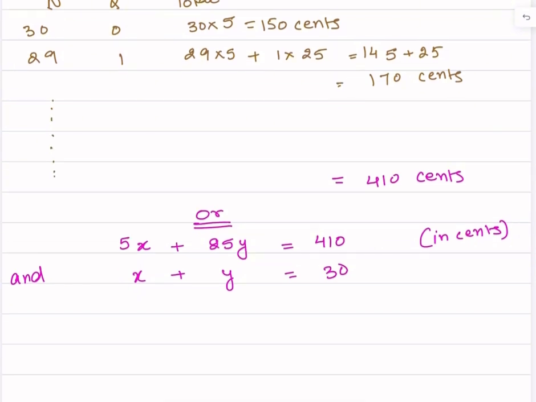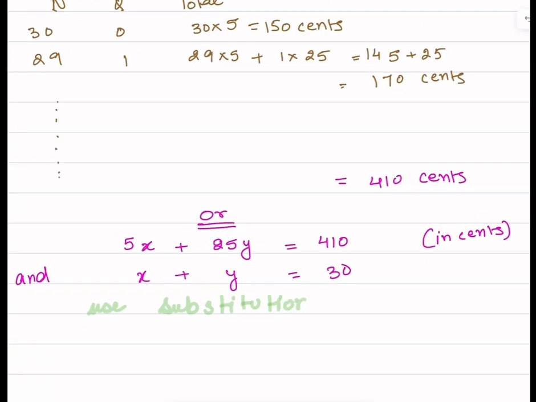And we also know that X plus Y equals 30. The total of nickels and quarters is 30 coins. We have only 30 coins. So X plus Y, where X is the number of nickels and Y is the number of quarters, should be only 30. Now we have two equations. We have two variables. This is a system of equations.